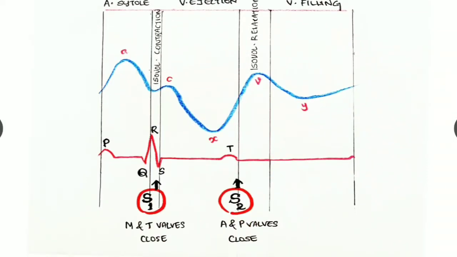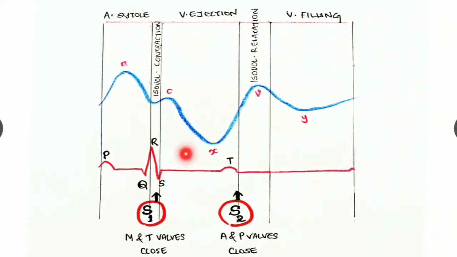So here in the isovolumetric contraction, just before the ventricular ejection, there occurs the closure of the mitral as well as the tricuspid valves, and that produces this S1 sound. That is towards the end of this isovolumetric contraction just before the ventricular ejection. And towards the end of the ventricular ejection, just before the isovolumetric relaxation, the aortic and pulmonary valves close, and thus they produce this S2 heart sound, and this is just before the ventricular dilatation, that is at the beginning of the isovolumetric relaxation phase.